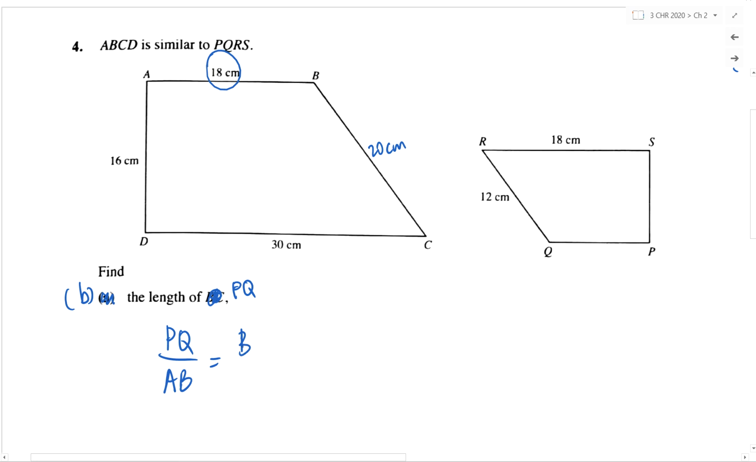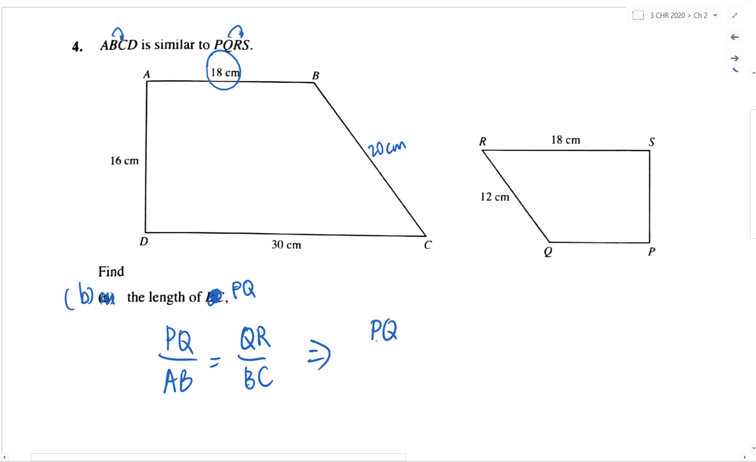Okay. BC, you see we use PQ, right? PQ is on top. So we must still use the smaller trapezium on top. So we have QR, for example, QR with BC. The small one on top, then it must be the same throughout. If you have the big one on top, then it must be the same throughout also.